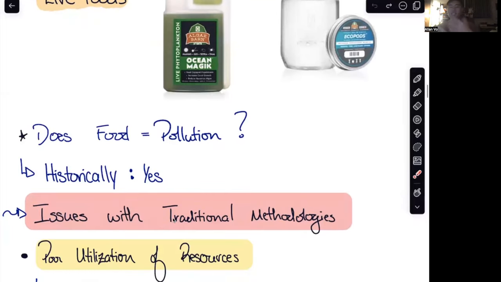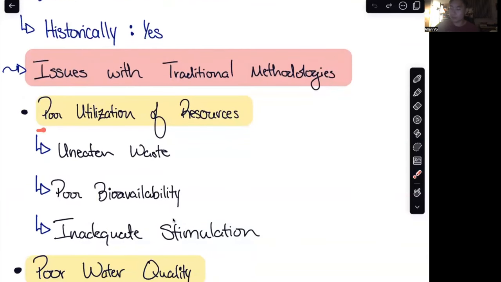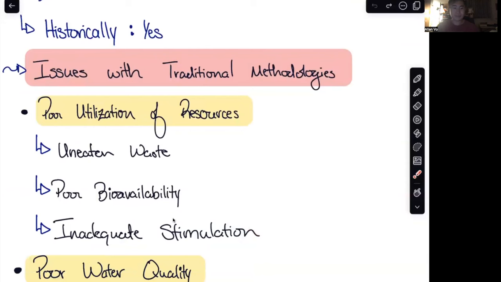Historically, the concept of feeding leads to pollution, right? This is pretty traditional thought. If you leave some food outside, after a while it's going to start spoiling, right? That food essentially turned into a pollutant. But those issues really stem from a poor utilization of resources. Food is energy. If you eat it, it turns into energy for your body. So uneaten food is waste. That means there's a lack of bioavailability if it's not digested and consumed. And certain corals are inadequately stimulated because of this.